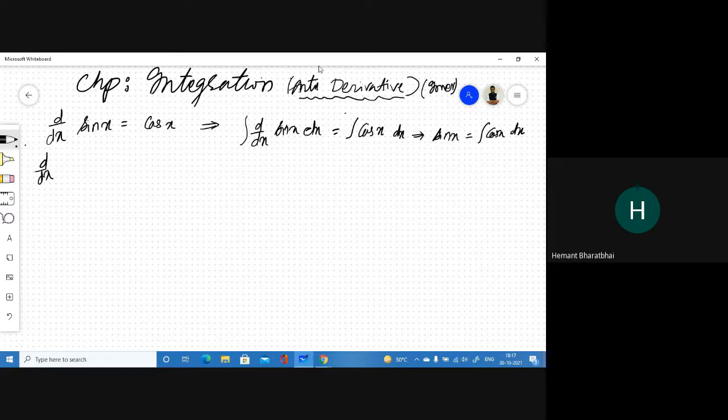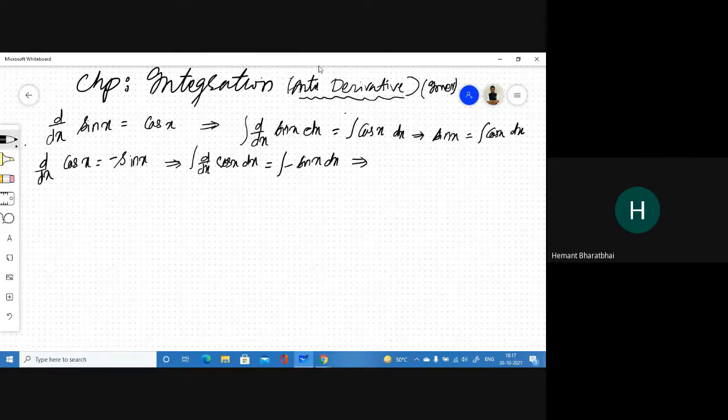Let me show one more. If I write the derivative of cos x, then the derivative of cos x is minus sin x. Now I'll put the integration sign on both sides. So the integration of d dx of cos x dx is equal to the integration of minus sin x dx. Here integration and derivative will cancel out, and taking this minus sign over here, I will get minus cos x is equal to the integration of sin x dx.